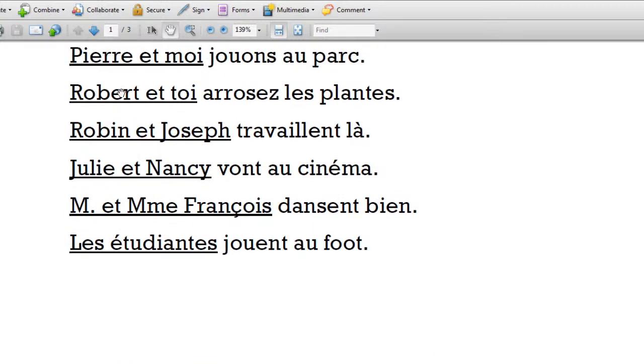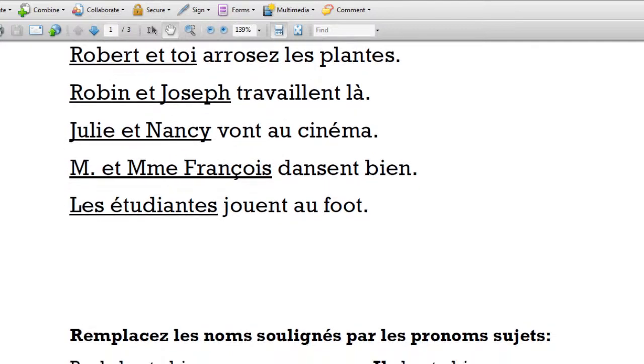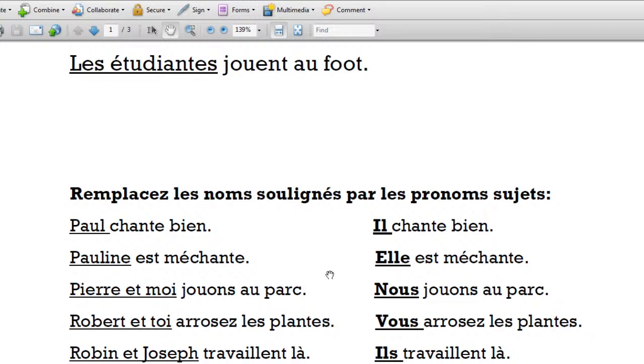Robert et toi. Robert and you. Okay. So Robert et toi will be replaced by vous. Vous arrosez les plantes. So you, singular, here, and another person joining with you, Robert, becomes plural. It becomes vous. The plural form of tu will be vous. Okay, you plus somebody else. Okay, Robert, vous. Next.